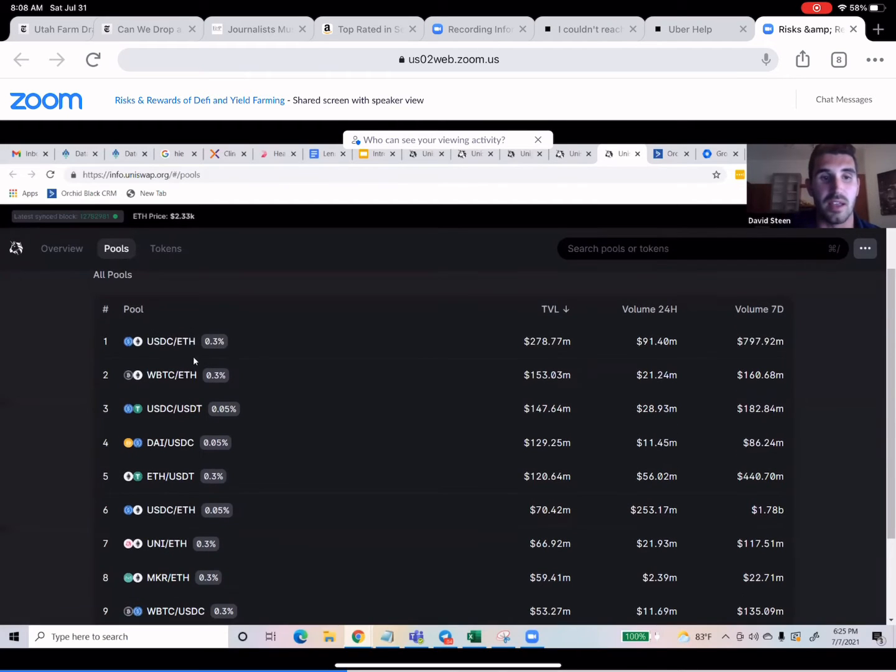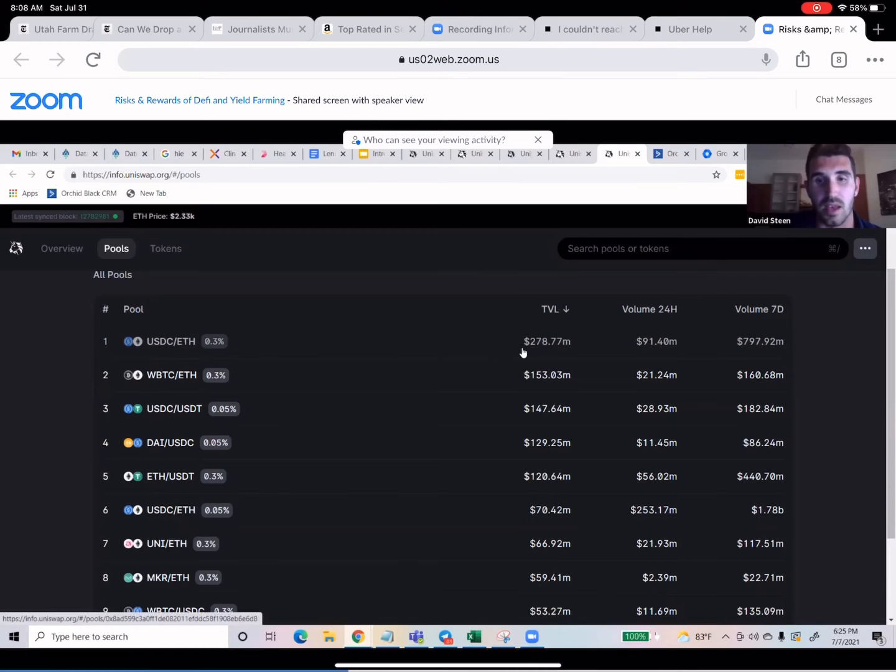And you see that it pays 0.3%. And then this just shows you how much liquidity is locked into this. So this means that there's $278.77 million worth of USDC and ETH locked into this pool. And this is how much trading volume happens. This means that $91 million a day is being traded from USDC to ETH, or ETH to USDC.